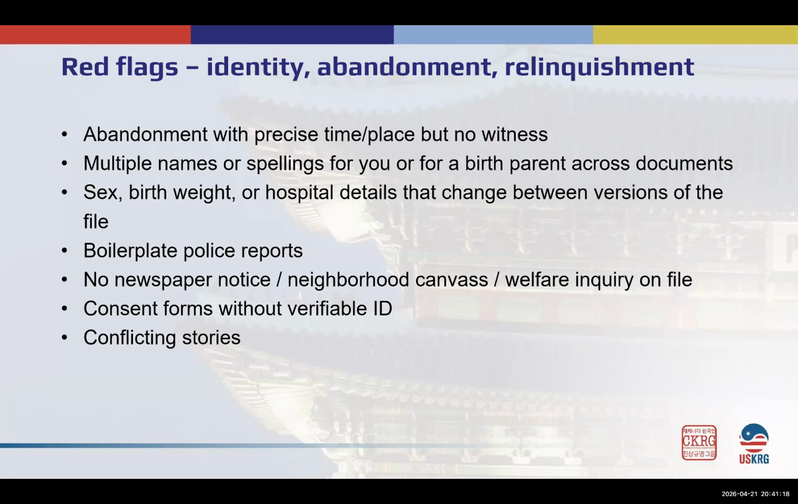I have seen police reports, a few of them about abandonment, and a lot of them read the same. Basically, very vague on details, except for: baby was found in a public place on this date at this time. That's it. And then again, there's no newspaper notice, no neighborhood canvas looking for birth family, no consent form. So if your birth mother or somebody else relinquished you, but there's no verifiable ID on record of who actually gave you up, that's a bit of a red flag.